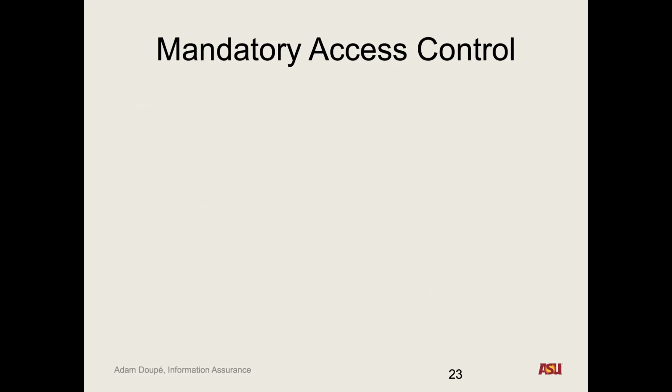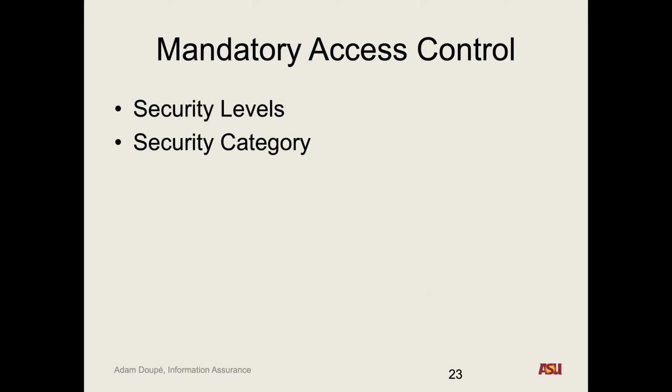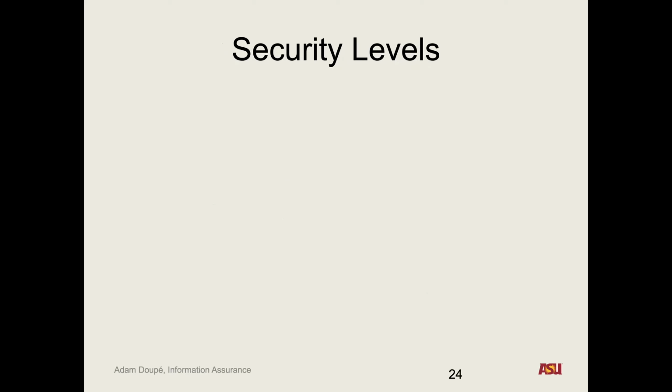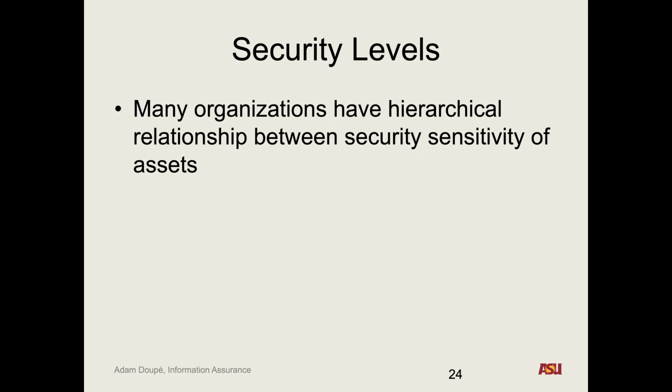Cool. So when we think about mandatory access control, the example we're going to go with is we want to have the notion of different security levels, and we'll actually start with this in the military context. So we're going to think about levels, categories, and labels, which we'll get into more. We first want to think about the notion of security levels.